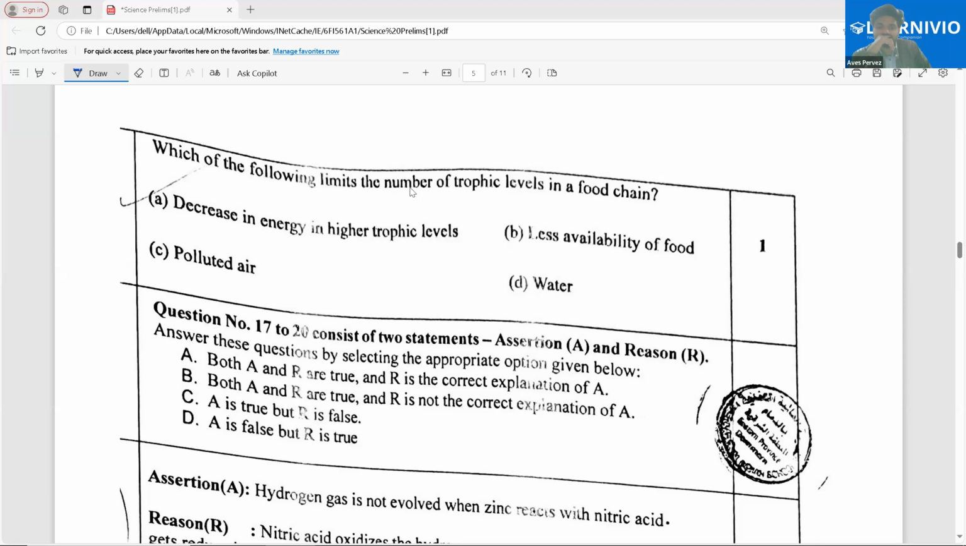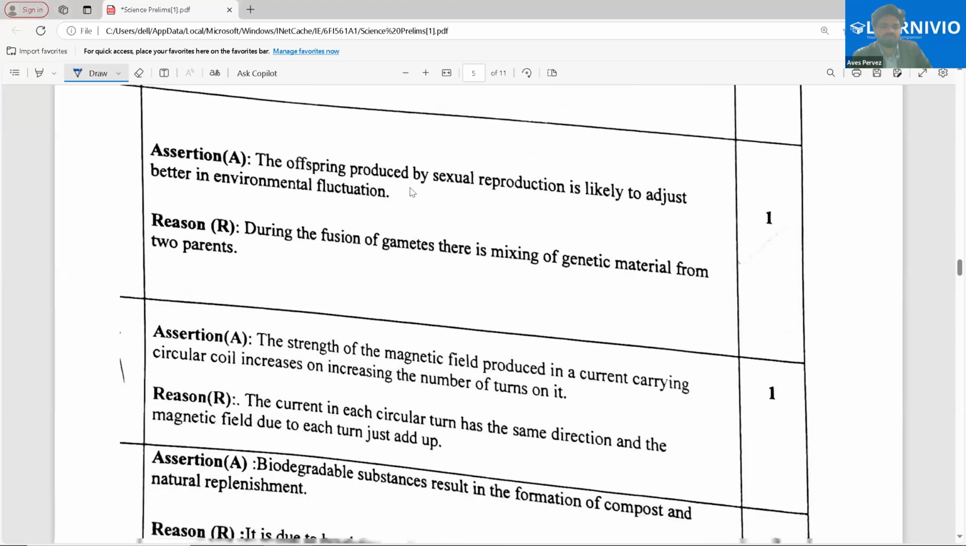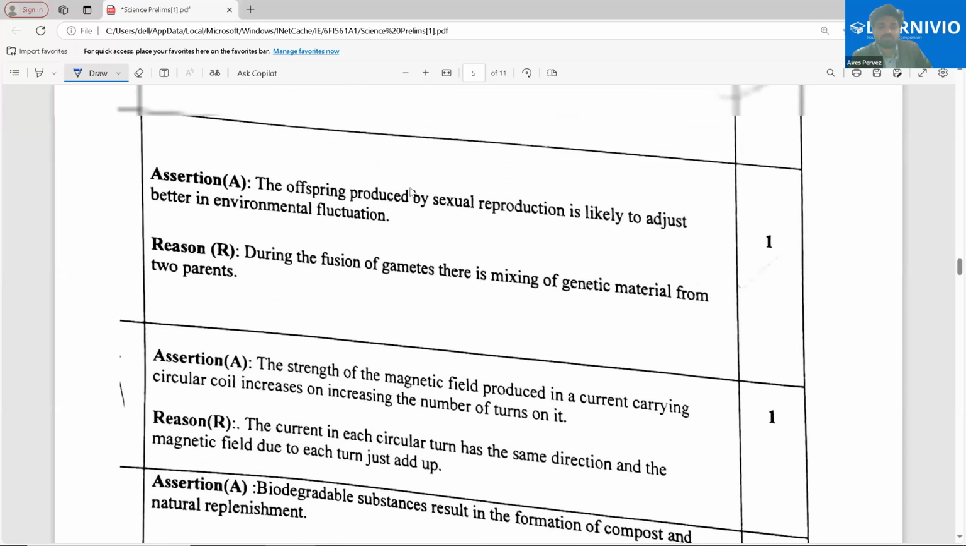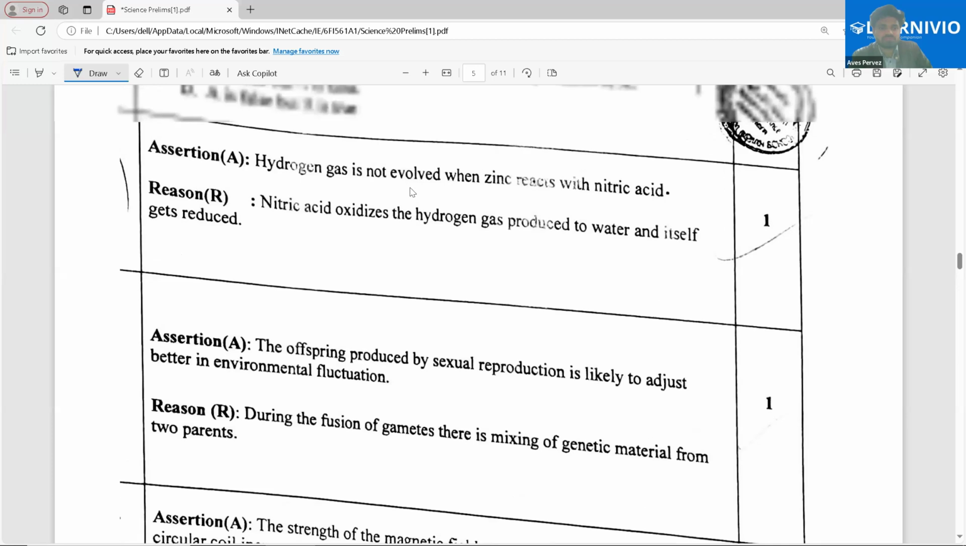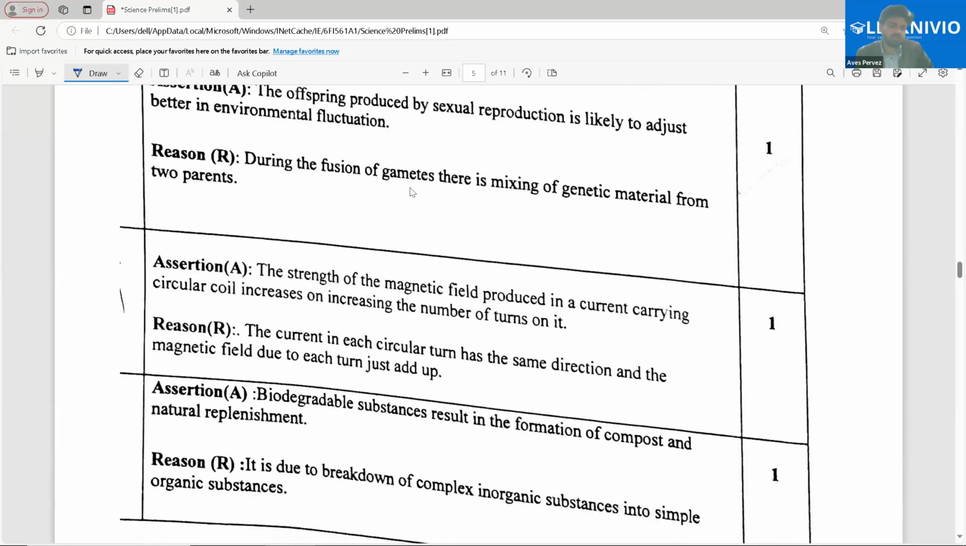Less availability of food, increase in energy at higher trophic level, polluted air, all these can happen. So can you tell me what's the right answer for this assertion-reasoning? Which one? The physics one. This one, this is strength. Yes, this one you are talking about, and also the one below it.